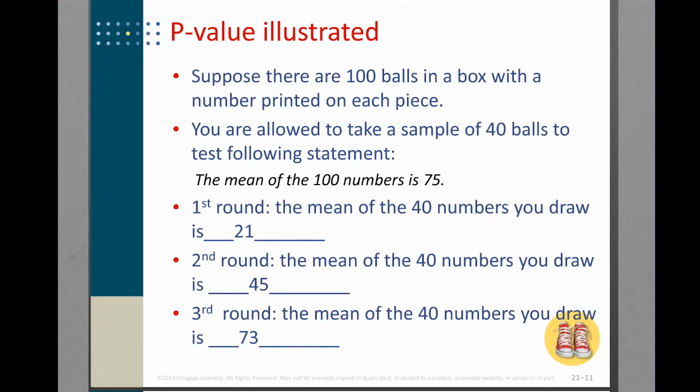Suppose right now we have a box, and inside the box there are 100 balls with a number printed on each one of them. This is almost like the lottery Powerball drawing. You have the balls with numbers printed on them, and you don't get to draw all of them. You draw a sample of it. What you are allowed is to take a sample of 40 balls. That means among the 100 numbers printed, you are able to access 40 numbers of them. And what I want you to do is to make a judgment based on your sample.